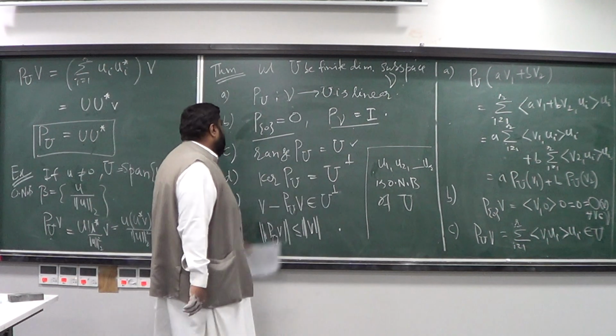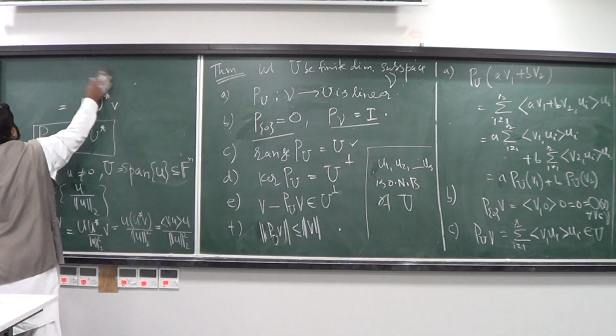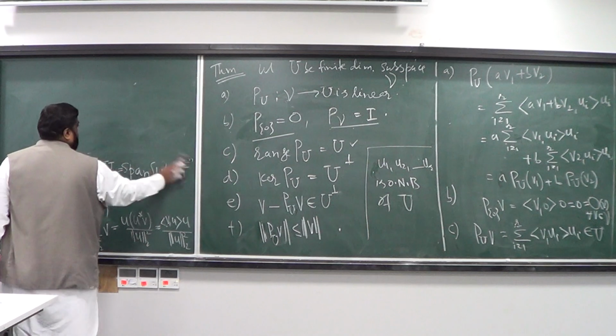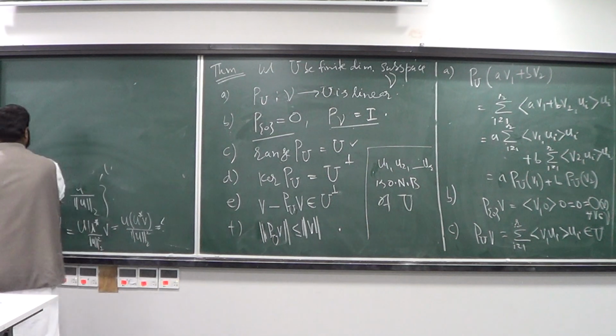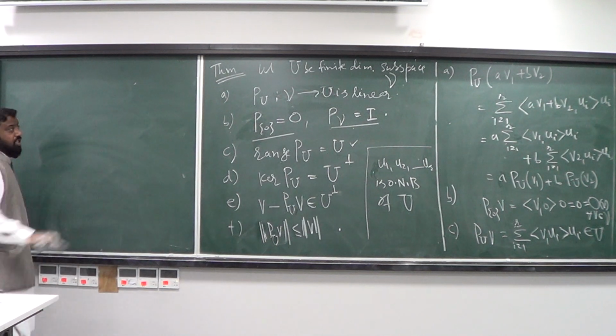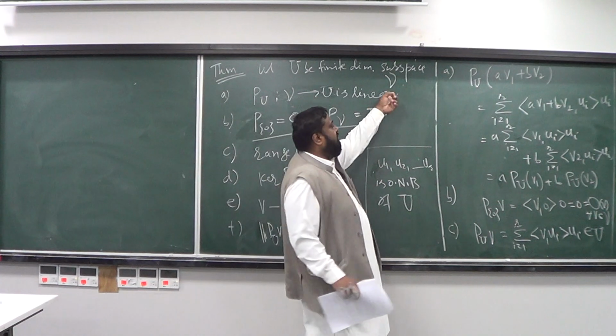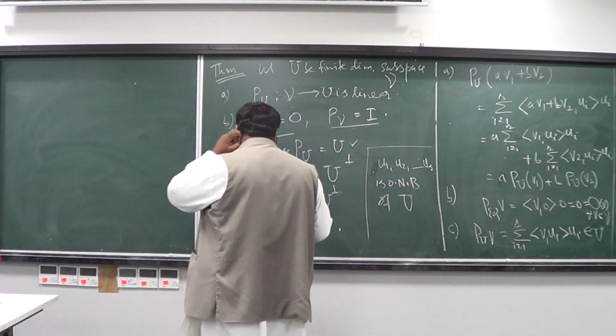Why must the kernel of P_U be U perp? Let's see this, if you consider the kernel of the orthogonal projection. By the way, this result is true in infinite dimension as well, because there is no restriction on V actually. V could be infinite dimensional as well.